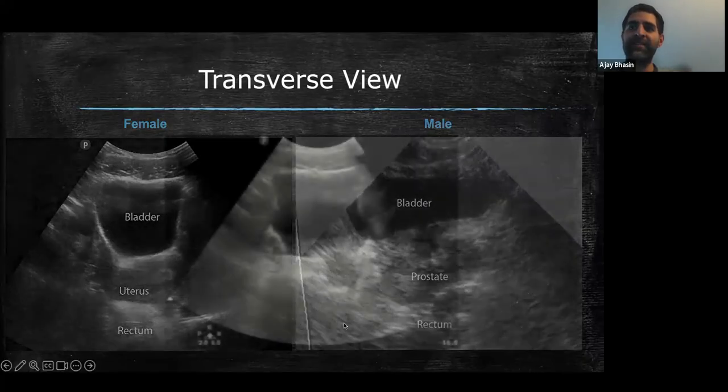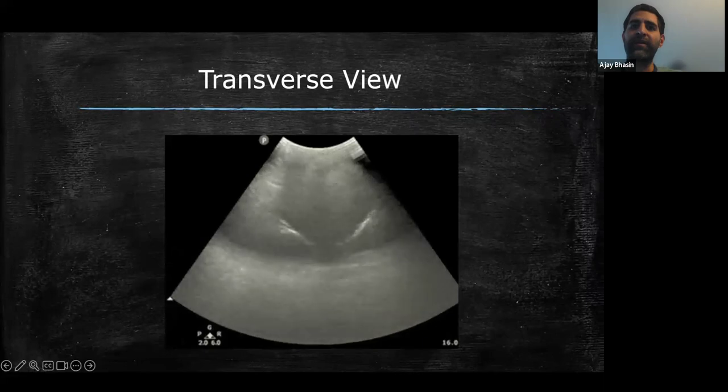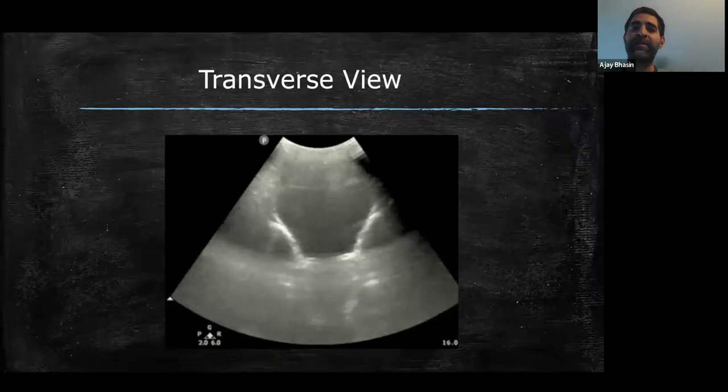We move to the next slide. You can now see us fanning through the bladder, cephalad to caudad, to make sure nothing is going on in the bladder that needs to be addressed.